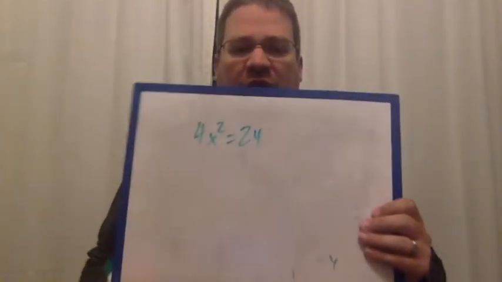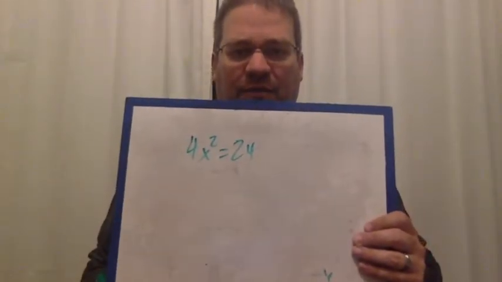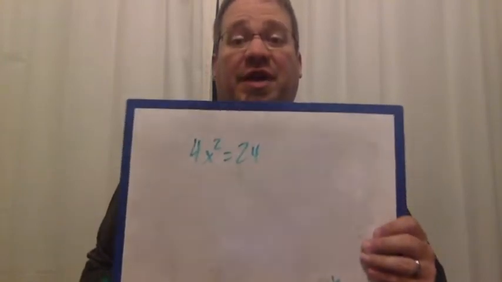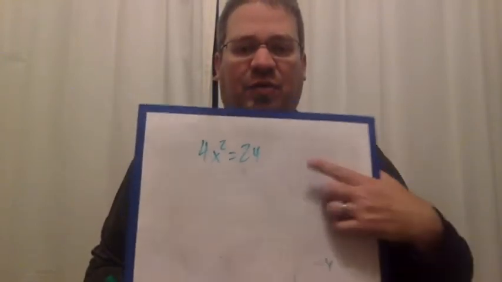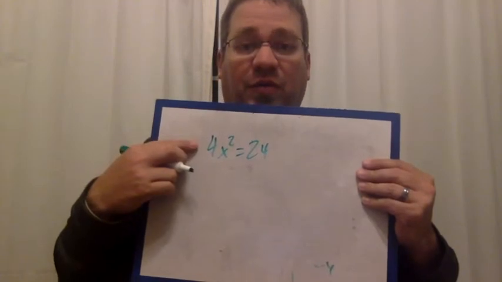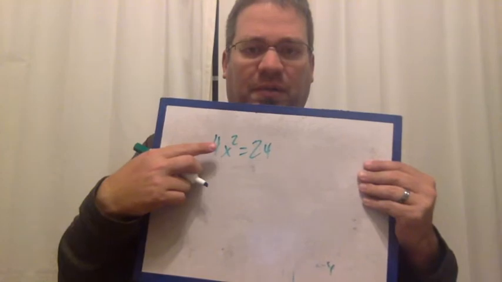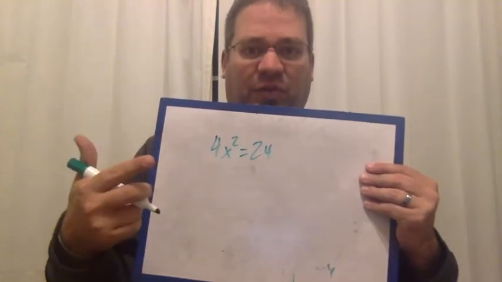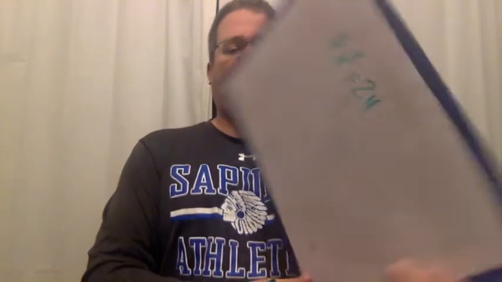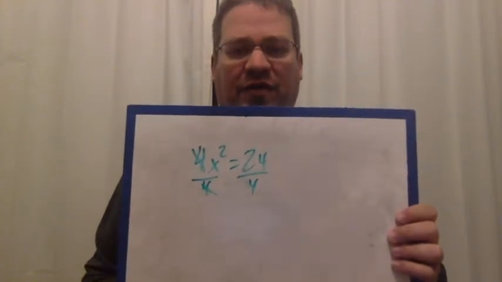I have 4x squared equals 24. Now, again, my objective is to get the x by itself. So I have to move this 4 to the other side. What is the 4 doing to the x squared? It's multiplying. The inverse of multiplying is division. So I'm going to divide both sides by 4. 4 divided by 4 is 1, so that cancels each other out. 24 divided by 4 is 6, so I have x squared equals 6.